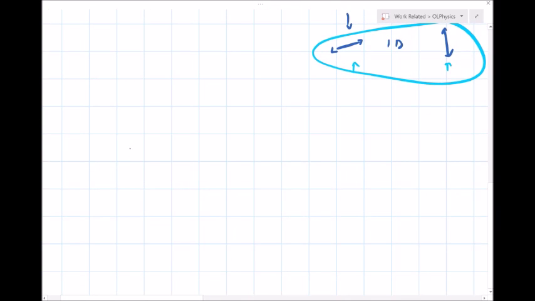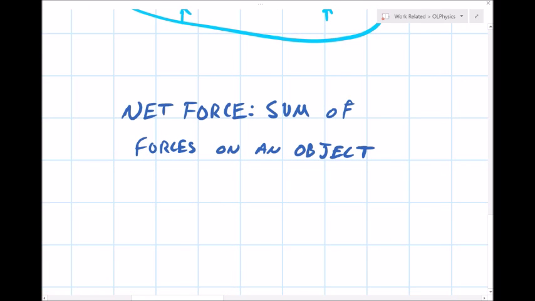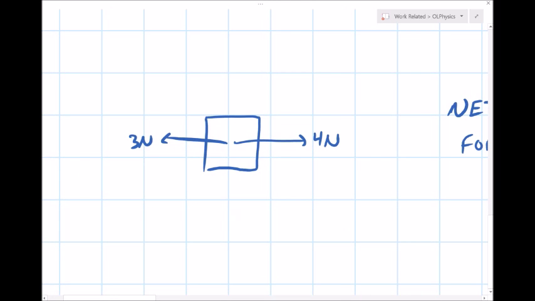So the easiest idea we can do is, let's just say there's a box and there are 2 forces. Let's call this one 3 newtons, and call this one, I'll do 4 newtons, maybe it's a little bit longer. I might ask something along the lines of, what is the net force? So you might be asking, what does the net force mean? The net force is the sum of the forces on an object. So when we go to our object, we're just going to add those forces up.